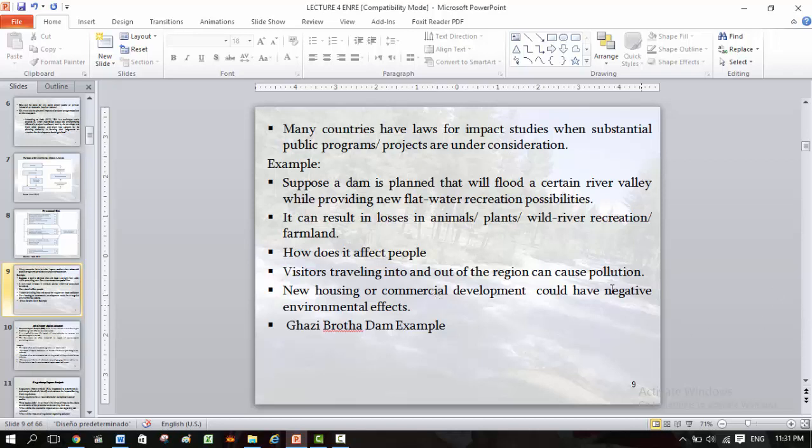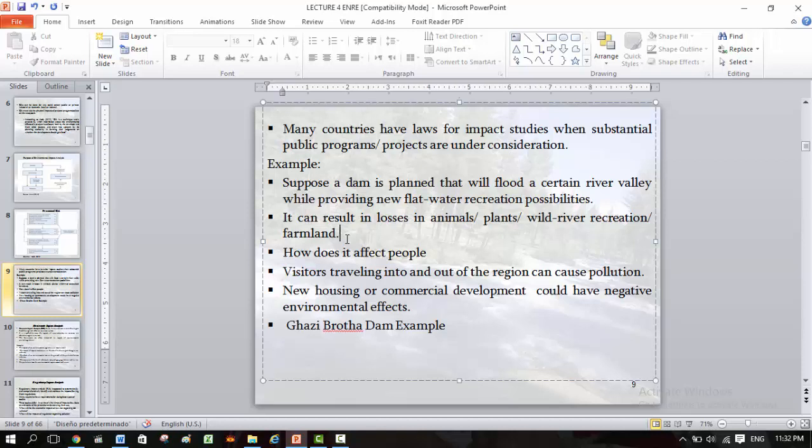It means the construction of a dam may affect the society and environment in different ways. On one hand, it will flood a valley, and on the other hand, it will provide flat water recreation facilities for the visitors. It can result in losses in animals, plants, wild river recreation, and farmland. It means that it affects the society and the environment in different ways.